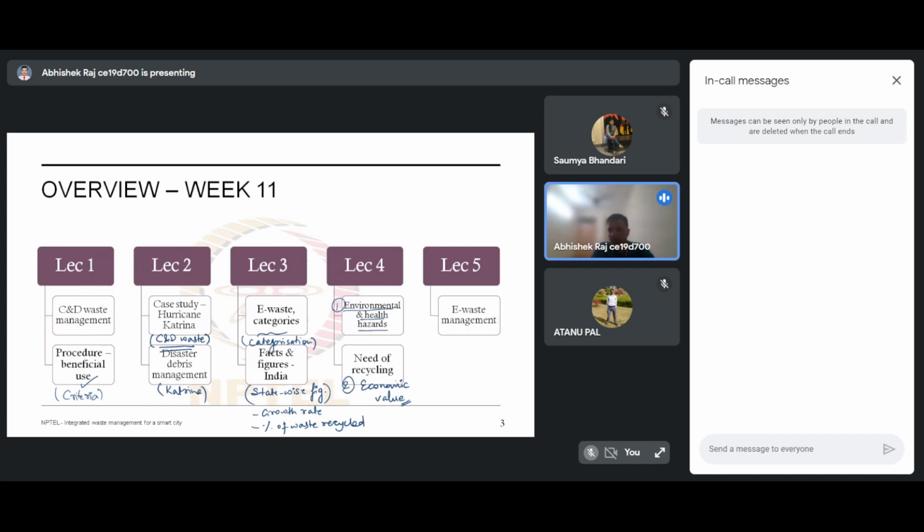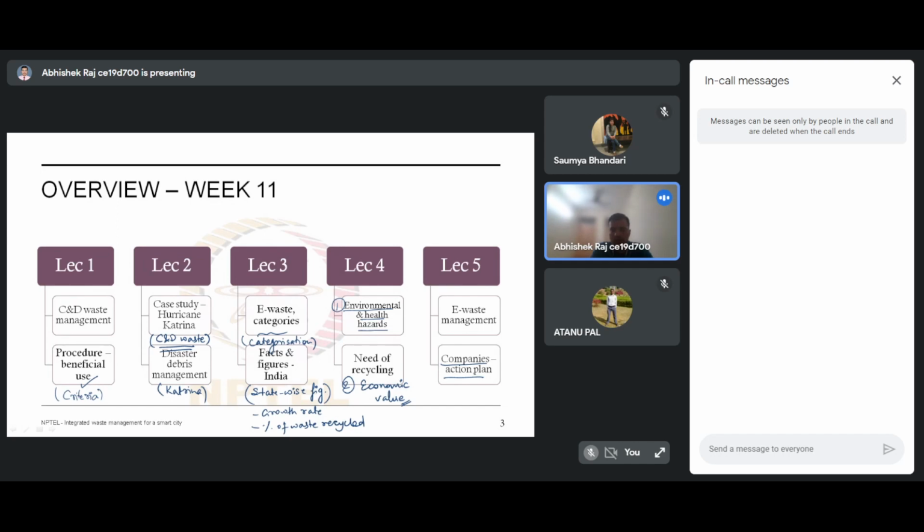Then there was lecture 5. That was about e-waste management. So how e-waste is managed in the context of the different companies that are doing it. These are basically the private operators that manage e-waste. They collect the e-waste from the end users and do the proper segregation, and then they try to get beneficial benefits out of the e-waste in terms of economy and also in terms of recycling. So this was the overview for this week.